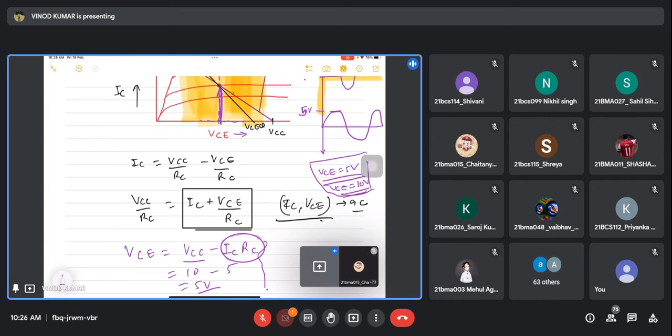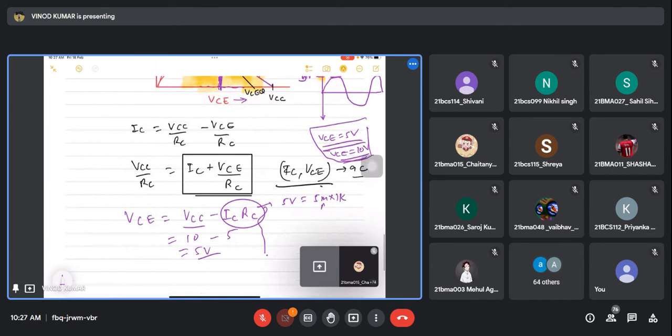So ICRC is to be adjusted like this. It should be 5 volts, like 5 milliampere into 1K. 5 milliampere into a 1 kilo ohm resistor gives us a 5 volt drop. So that is how. It means we need 5 milliampere IC in this case. That's why both are important. IC is important, VCE is important, so that you can make use of these 2 points.